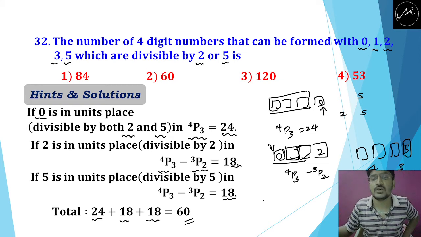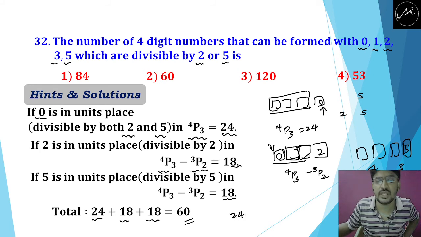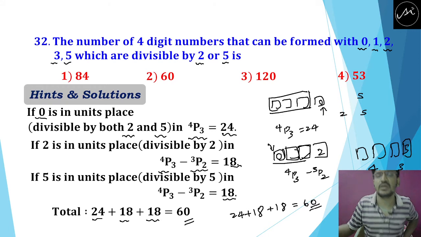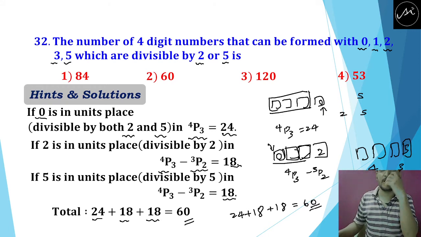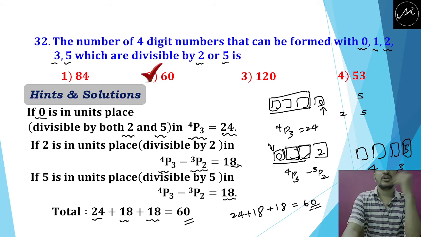So now I have to add 24 plus 18 plus 18, that will be 60. So 60 is going to be the right answer for this particular problem. So that is option 2. Option 2 is going to be the correct answer.